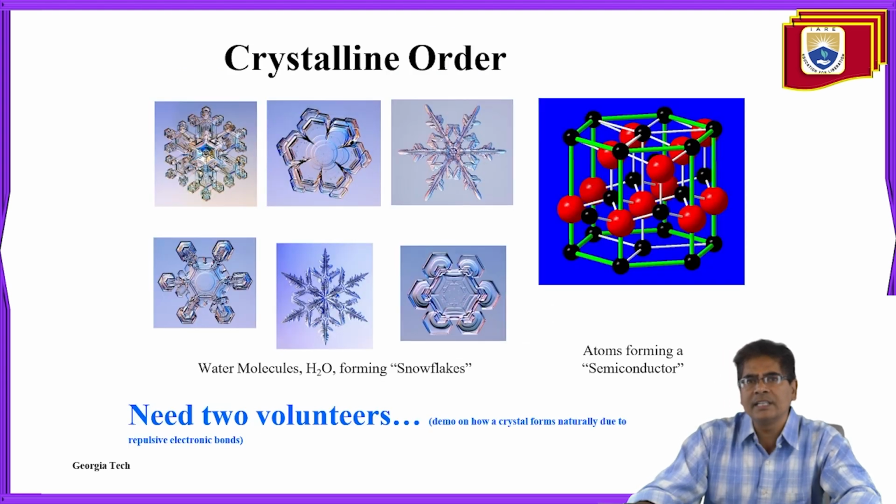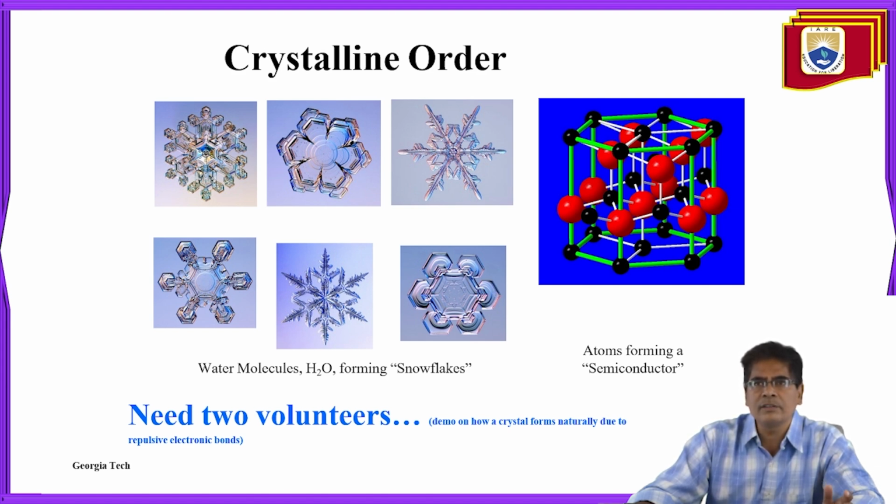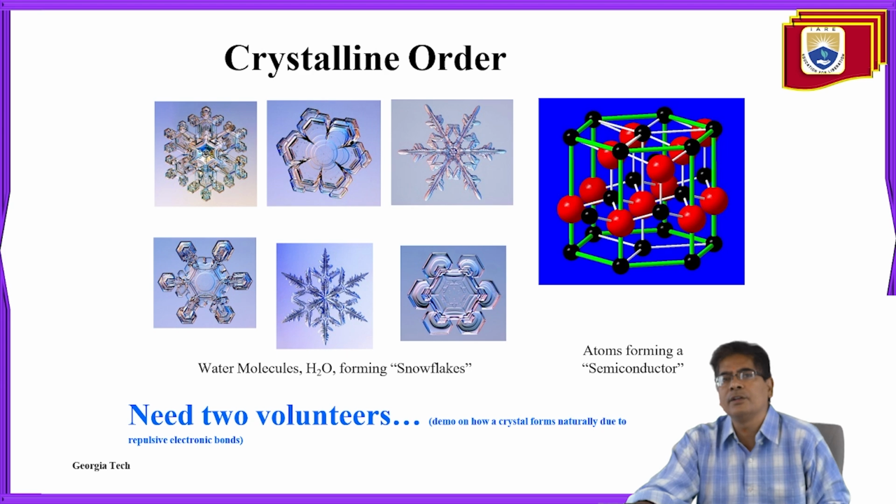So this is the crystalline order, like water molecules, H2O, forming snowflakes, and atoms forming a semiconductor. Some of the slides were taken from Georgia Tech. We need two volunteers to demo how crystals form naturally due to repulsive electronic bonds.